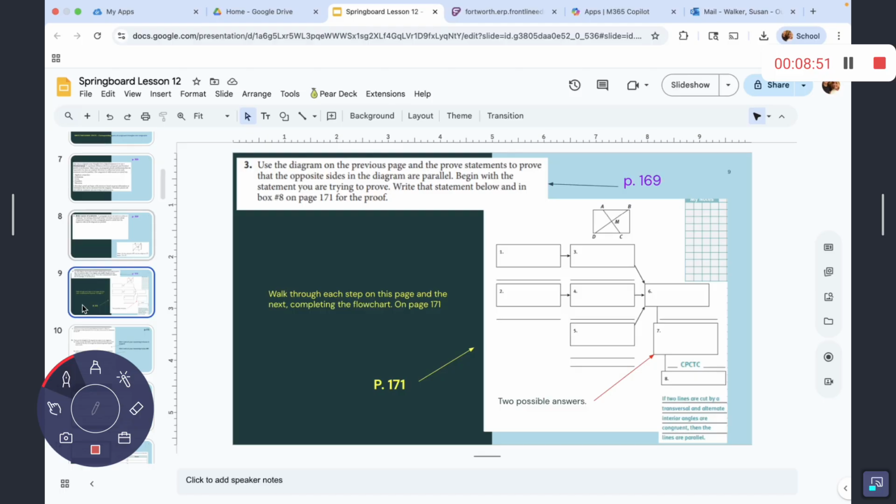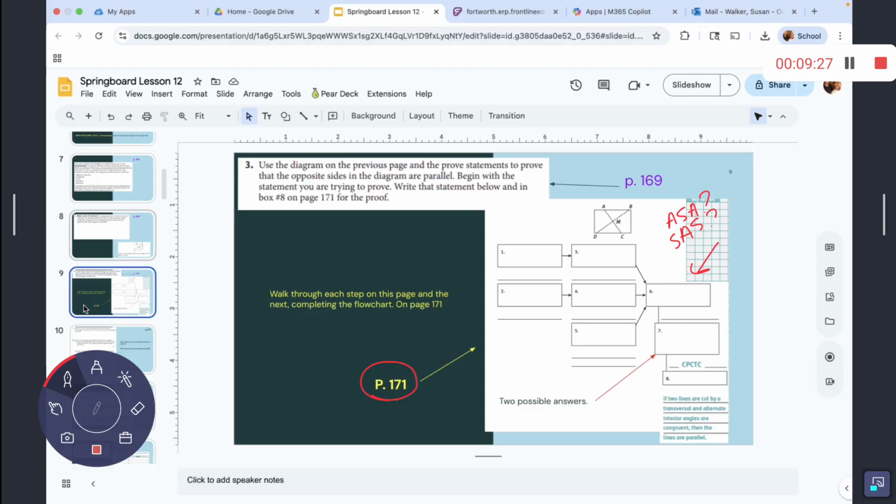Okay, so here's what I would do. You're going to be kind of flipping back and forth. You are filling this out. It's on page 171, but you're using the information that you're seeing on page 169 and 170 to complete this. Okay, so what I will tell you is right here should be some sort of congruency. Okay, is it ASA? Is it SSS? What is it? Is it AAS? Okay, figure that out. But here you should be proving that these two triangles are congruent.